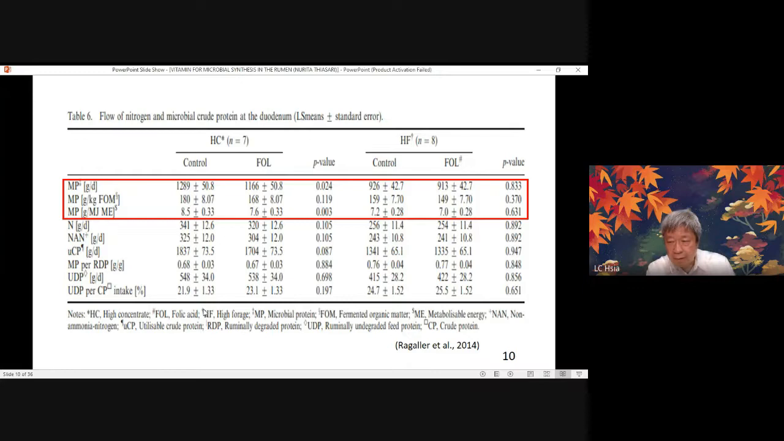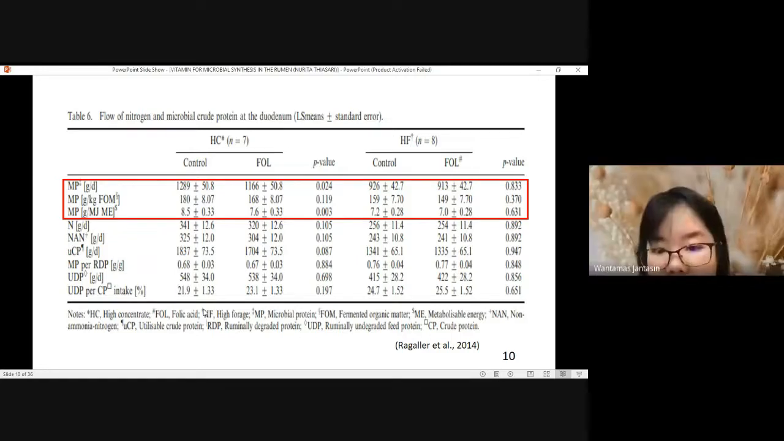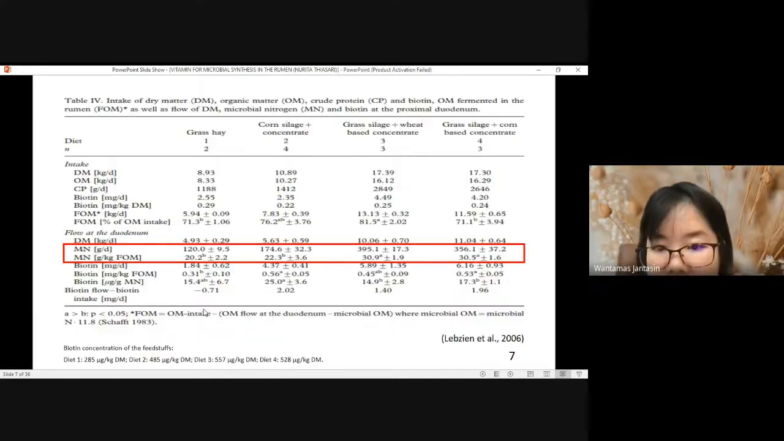Okay, Professor Wantamas. Yes. Can you please go to slide 7? Excuse me, would you please repeat? Please? My question is on slide 7. Yes.